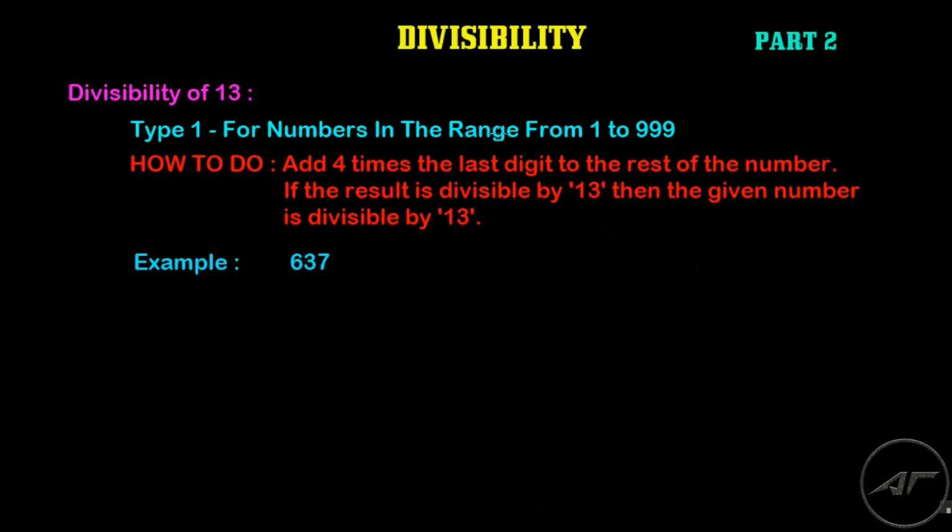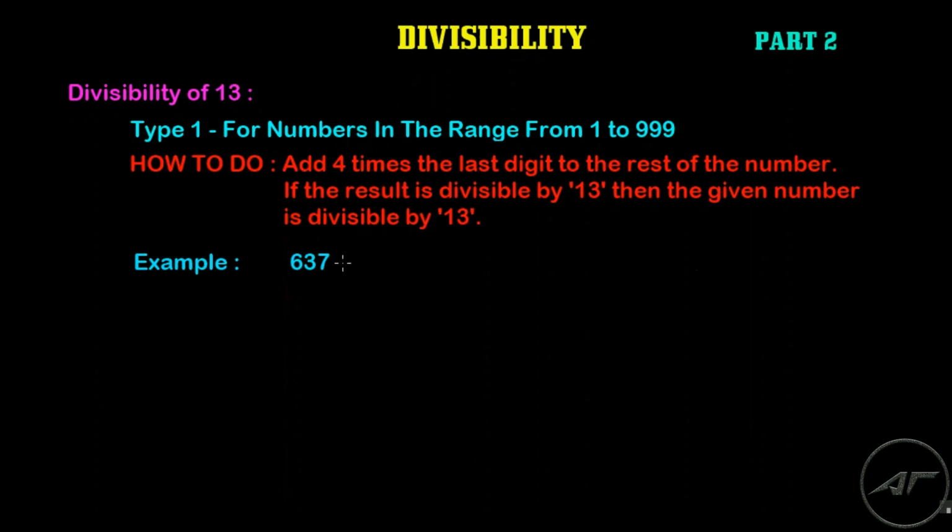Now 13, like 7, has two different approaches. One is going to be for numbers in the range from 1 to 999, and the type 2 approach is going to be for numbers that are greater than 999. Now the rule for type 1 approach is add 4 times the last digit to the rest of the number. If the result is divisible by 13, then the given number is divisible by 13.